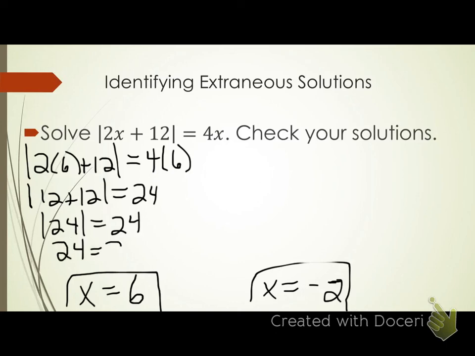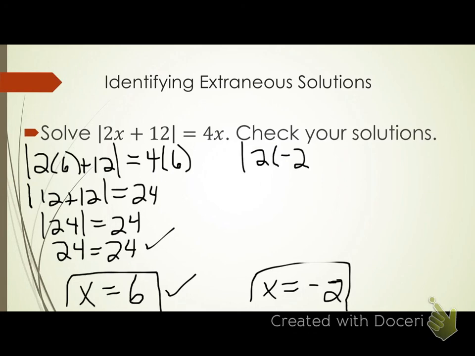24. So when I plug 6 in, do I get a true or false statement? True. 24 equals 24. So is 6 a solution or an extraneous solution? It's a solution. It works for my equation. Now, that does not automatically mean that negative 2 is an extraneous solution. I still have to check it. It still could be a regular solution.